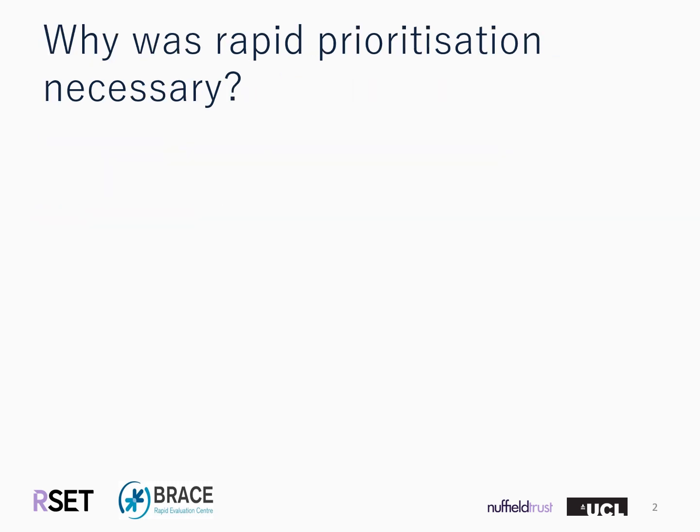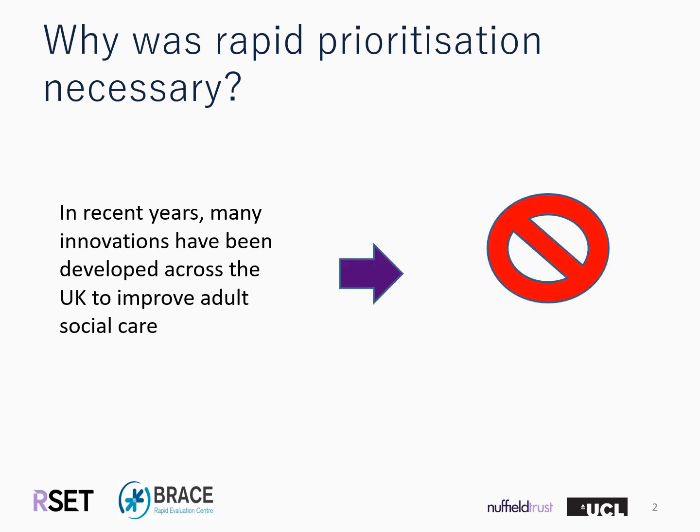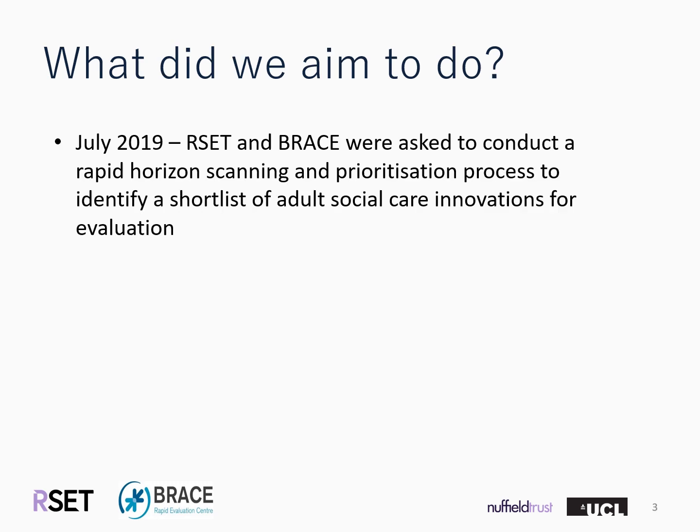So why was rapid prioritisation necessary? In recent years, many innovations have been developed to improve adult social care across the UK. However, these innovations are often not evaluated. Therefore, there is a lack of information to guide decisions about wider implementation of these innovations throughout the UK.